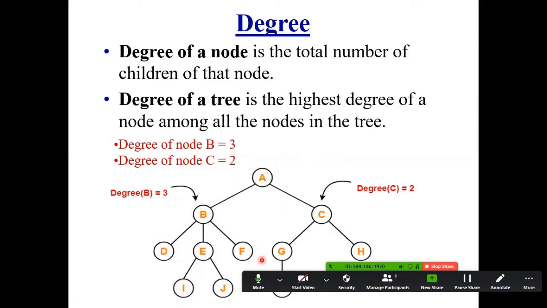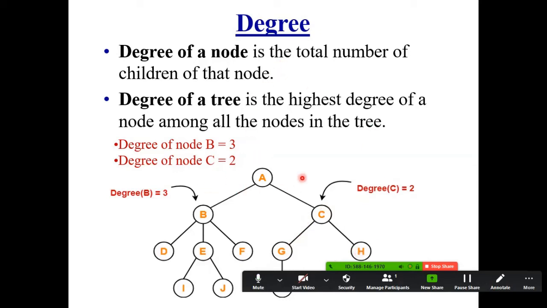So what is the degree of all the leaf nodes, D, I, J, F, K and H? These are all degree 0. So what is the degree of node C? It is 2. Why? Because node C has 2 children.